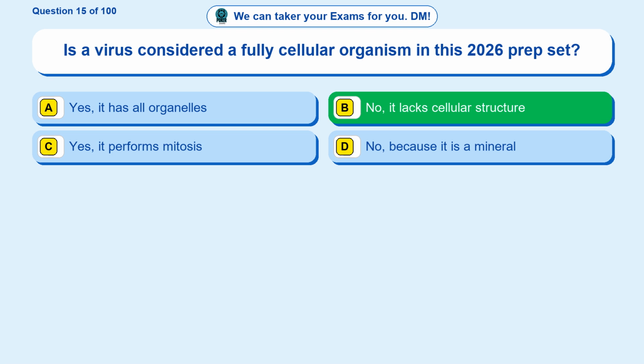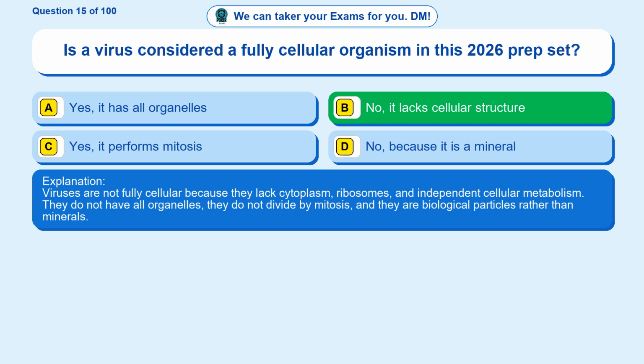The correct answer is option B. No, it lacks cellular structure. Viruses are not fully cellular because they lack cytoplasm, ribosomes, and independent cellular metabolism. They do not have all organelles, they do not divide by mitosis, and they are biological particles rather than minerals.